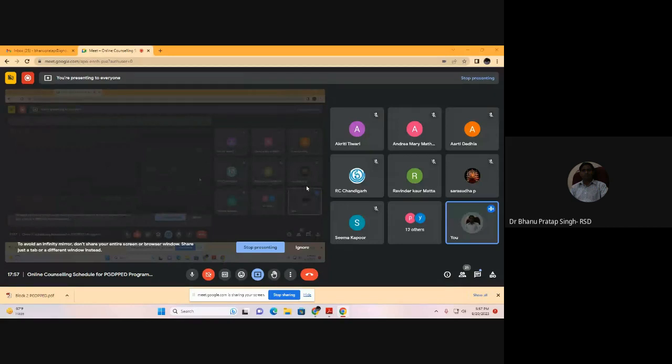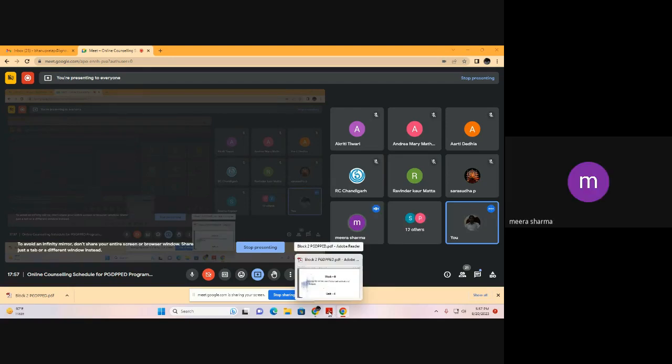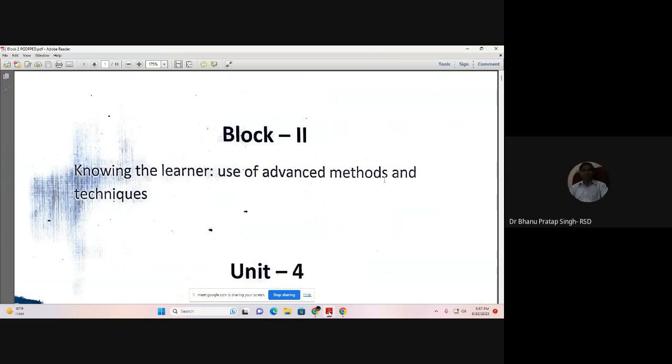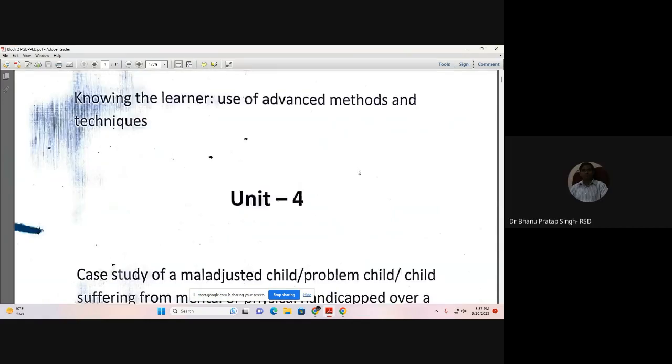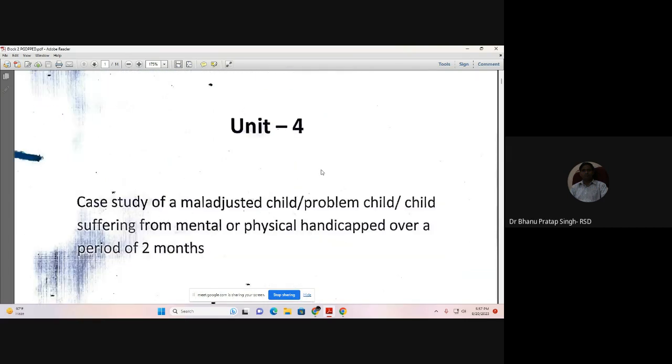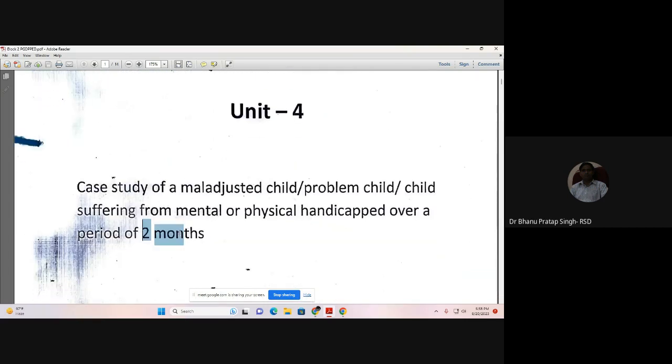Why am I sharing the previous work? Because you may be aware of how you have to do these activities. Is it visible? Yes, sir. Okay. So this is block 2. The topic was knowing the learners and use of advanced methods and techniques, in which you have to take one activity, and that may take 2 months.